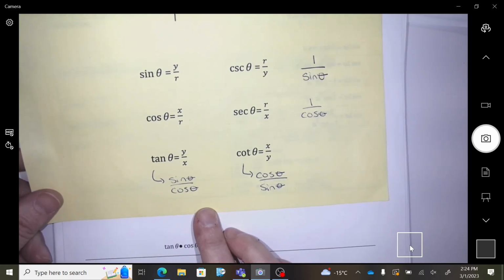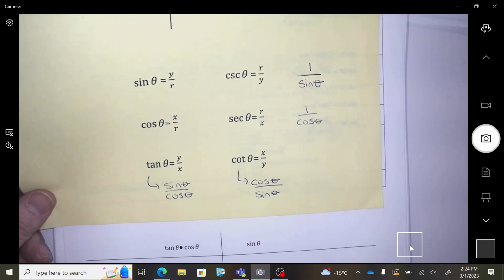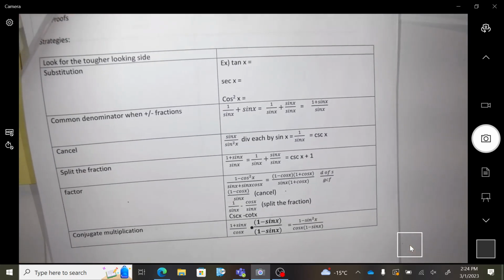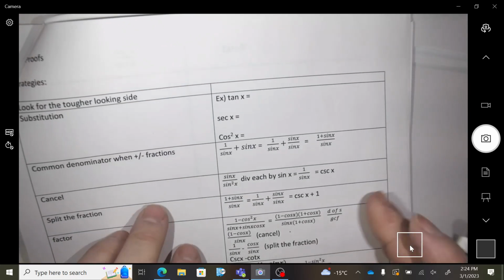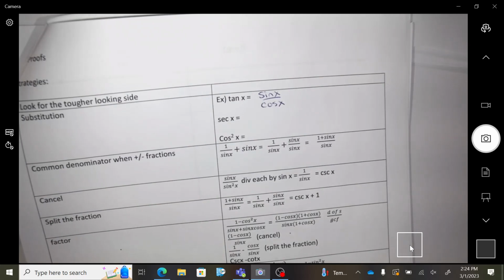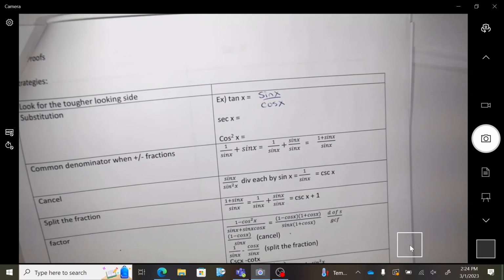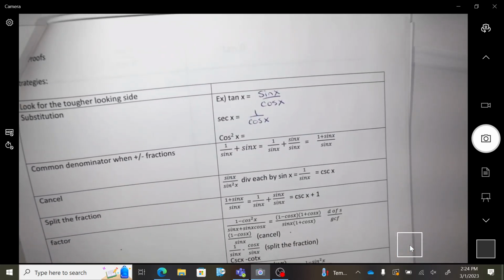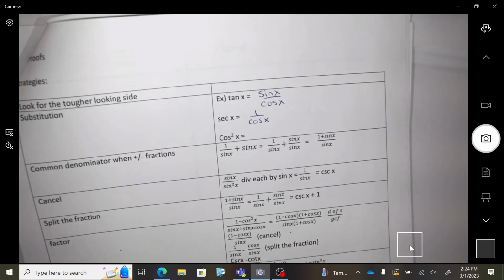Okay, so those are some replacements we could do, and on the front side, we just did some of these examples. So tangent could be sine x over cos x. You notice how I switched my variable? Before I had a theta, now I have an x. We just said this one, secant, could be replaced with 1 over cos x. And that was from the back side.